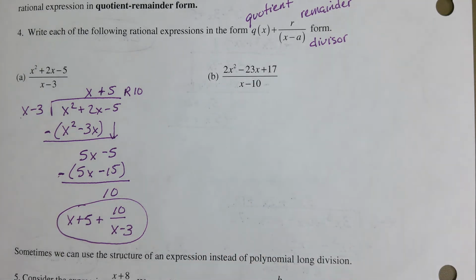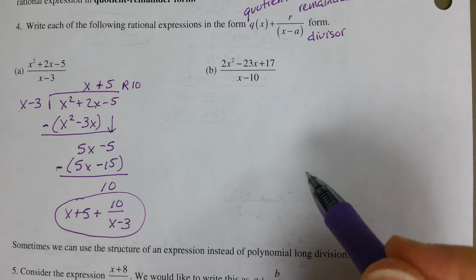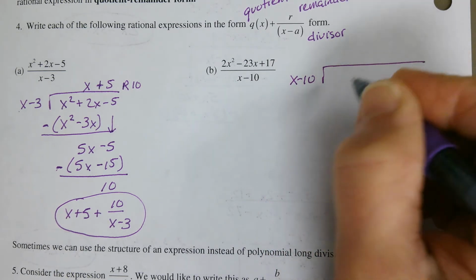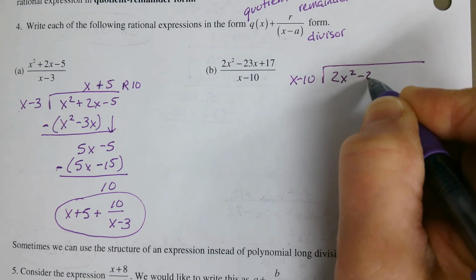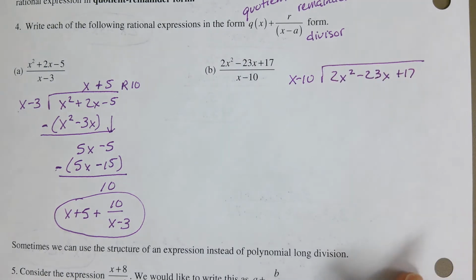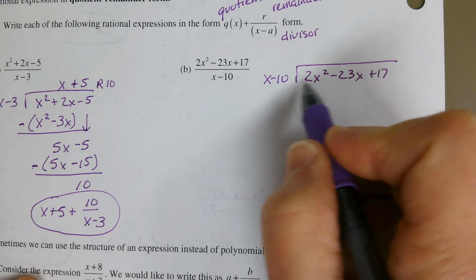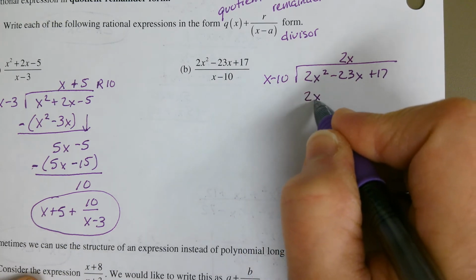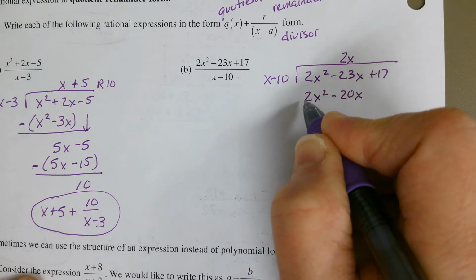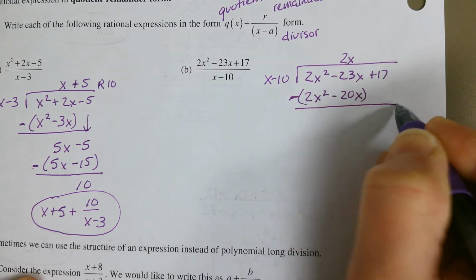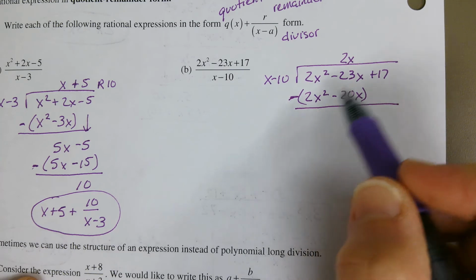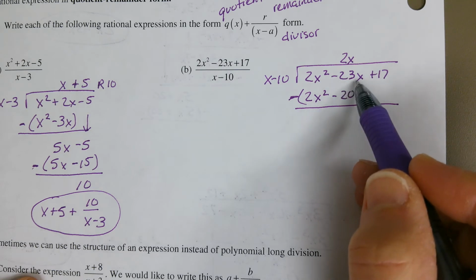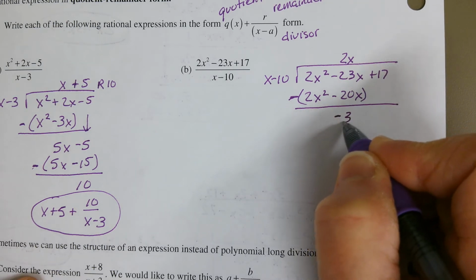2x squared minus 23x plus 17 divided by x minus 10. 2x squared divided by x is 2x. Multiply 2x squared minus 20x. Wrap in parentheses, subtract. 2x squared minus 2x squared is 0. Negative 23x minus negative 20x. It's negative 23 plus 20 is negative 3x.